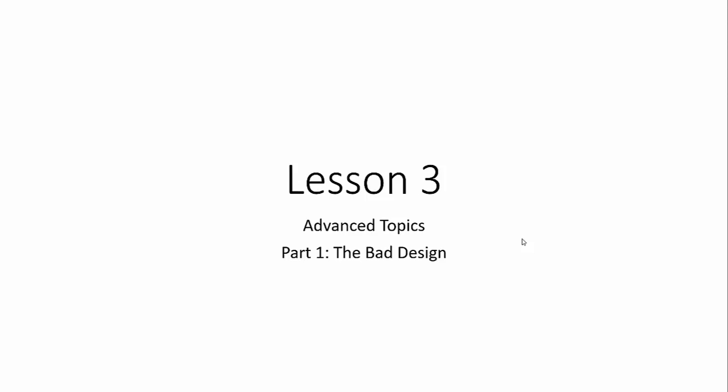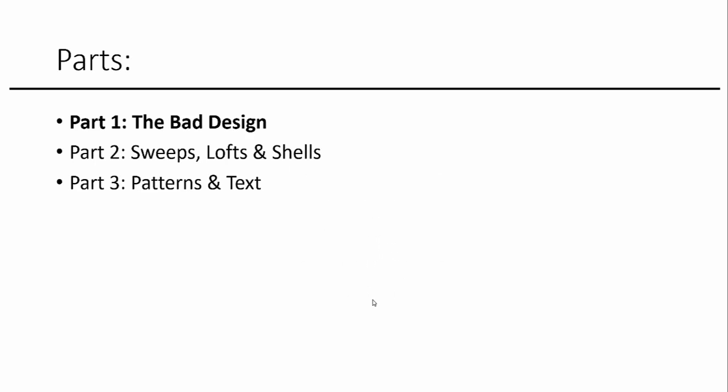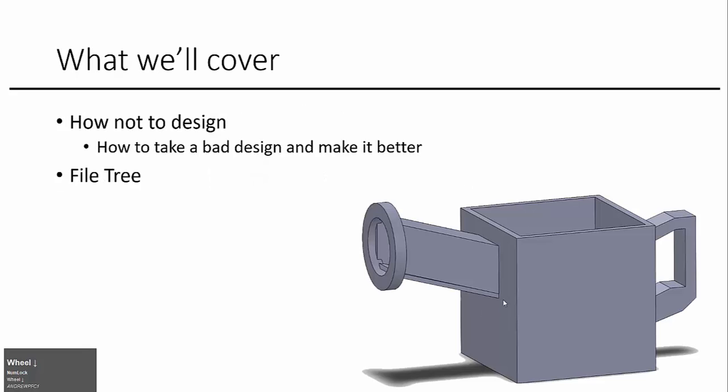Hello and welcome to part 1 of lesson 3, Advanced Topics. In this part, we will be talking about a bad design. In the next two parts, we'll be talking about some more advanced techniques so that we can recreate the bad design using those advanced techniques: sweeps, lofts, and shells in part 2, and patterns and text in part 3. And together, we'll be able to recreate this bad design of a watering can.